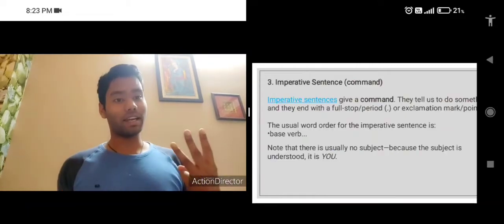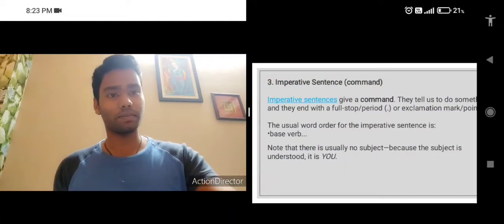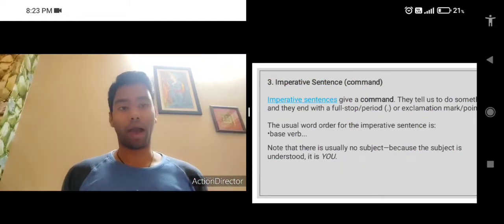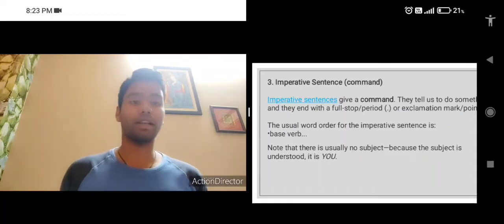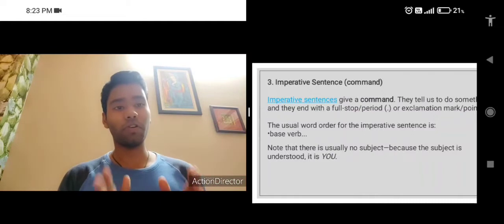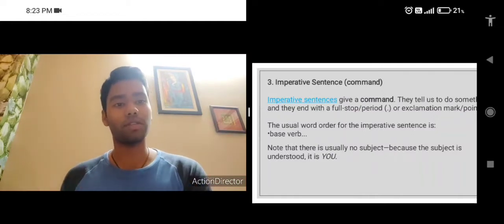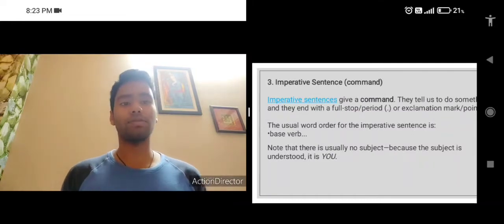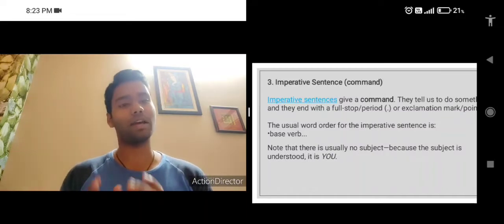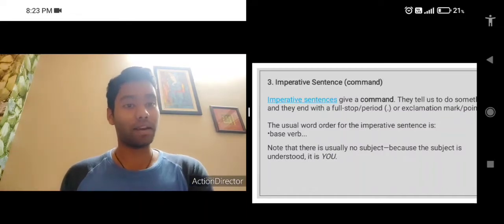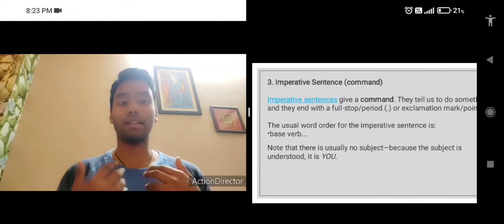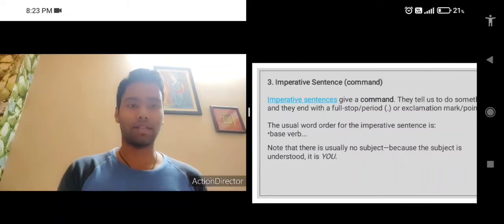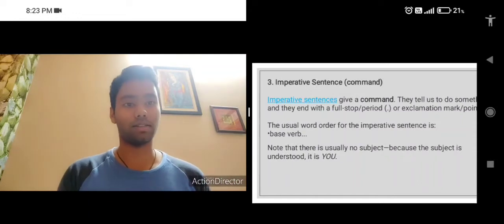Now moving on to the third category, we have imperative sentences. Imperative sentences give a command. They tell us to do something and they're generally ended with a full stop or an exclamation mark as well. So you need to be really careful while judging which sentence is an exclamatory sentence or an imperative sentence, because in both cases we can have an exclamation mark. What generally people do is if they see an exclamation mark at the end, they are pretty sure that this is an exclamatory sentence, but it's not. There might be some chances that it might be an imperative sentence as well. So you need to analyze your sentence.